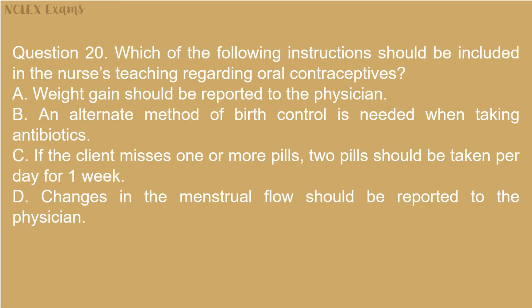Question 20. Which of the following instructions should be included in the nurse's teaching regarding oral contraceptives? A. Weight gain should be reported to the physician. B. An alternate method of birth control is needed when taking antibiotics. C. If the client misses one or more pills, 2 pills should be taken per day for 1 week. D. Changes in the menstrual flow should be reported to the physician.